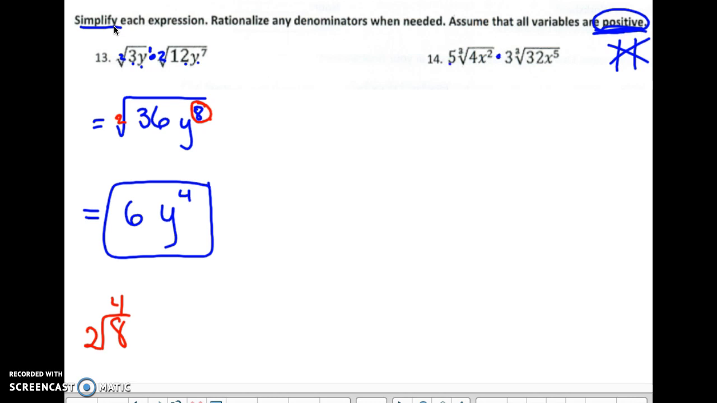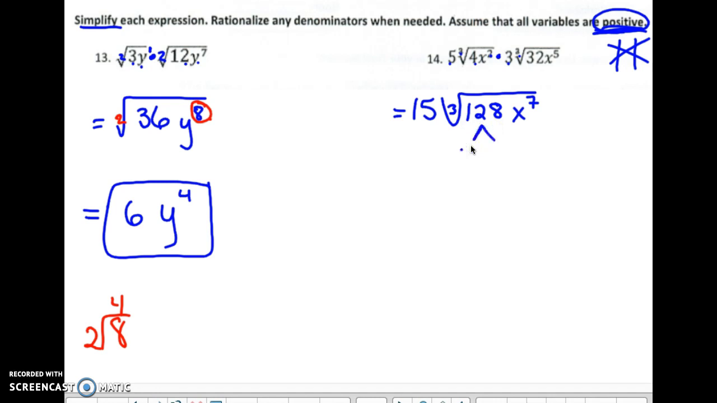But this time we've got numbers out in front. So let's multiply those. 5 times 3 is 15. And then let's check each index. They're both cube roots, so we can keep that cube root. And then let's multiply these out. 4 times 32 is 128. And then x squared times x to the 5th is x to the 7th. So now we need to start breaking down this stuff.